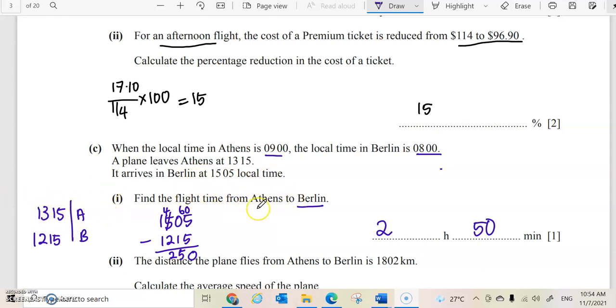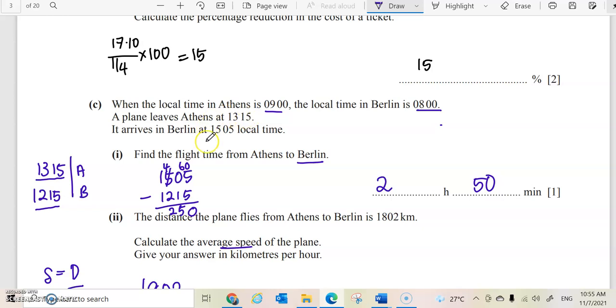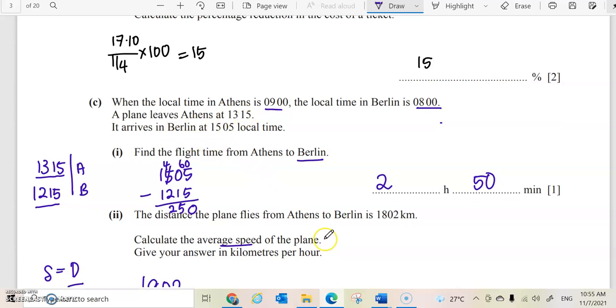So, from this one, awak kena tukar dulu. Athens, dia leave Athens pada pukul 13:15. Okay. Jadi dekat Athens 13:15. Kalau kita ikut time pada Berlin, waktu tu ialah 12:15. Okay. Jadi waktu dia sampai kat Berlin 15:05, kena tolak dengan 12:15. Then you get 2 hour 50 minutes. Okay. You tak boleh ambil terus 13:15. Ya, kita kena ikut waktu pada tempat yang kita sampai.